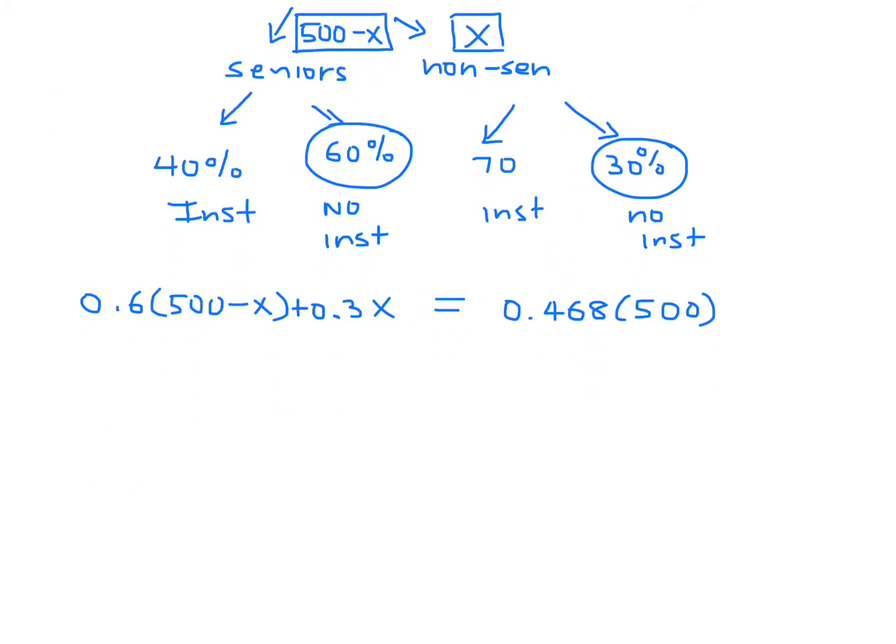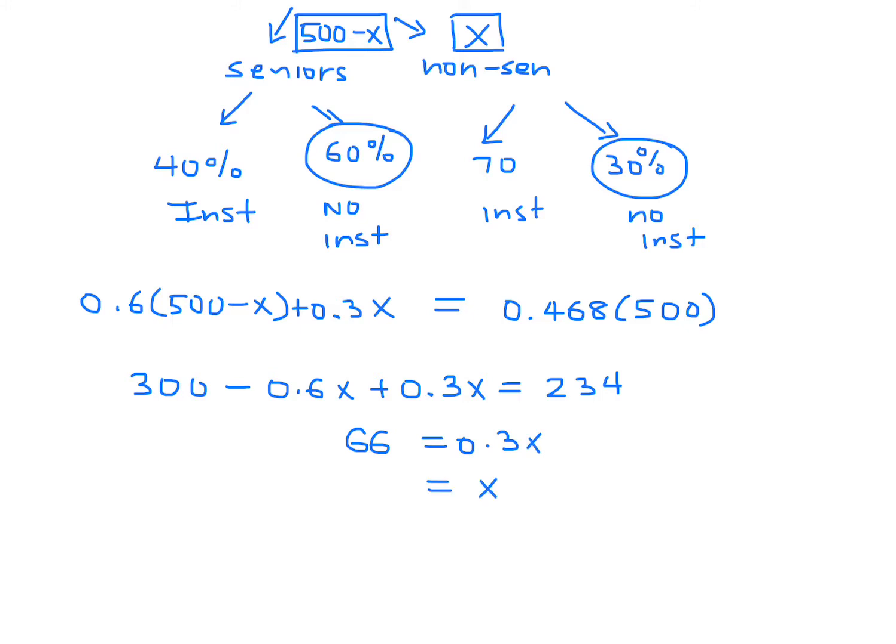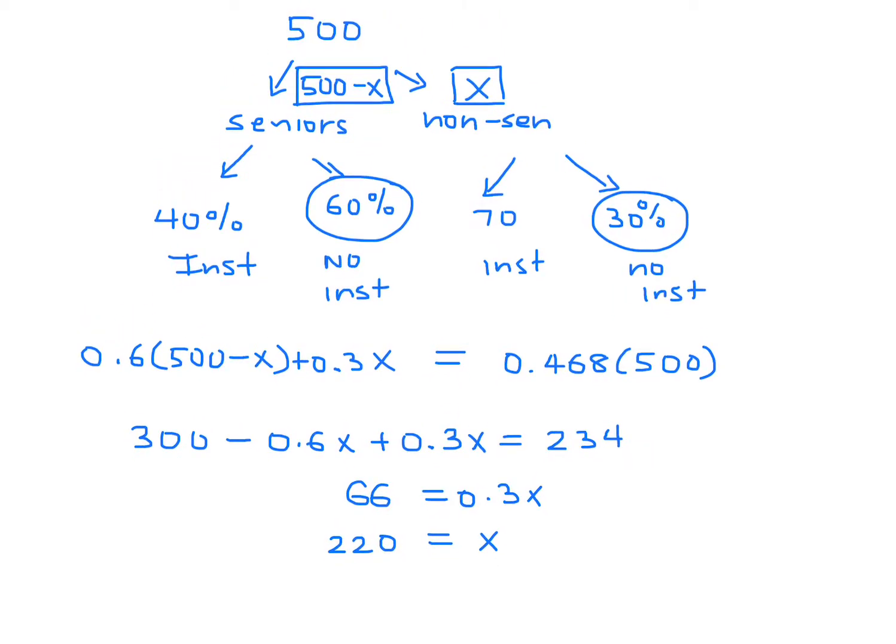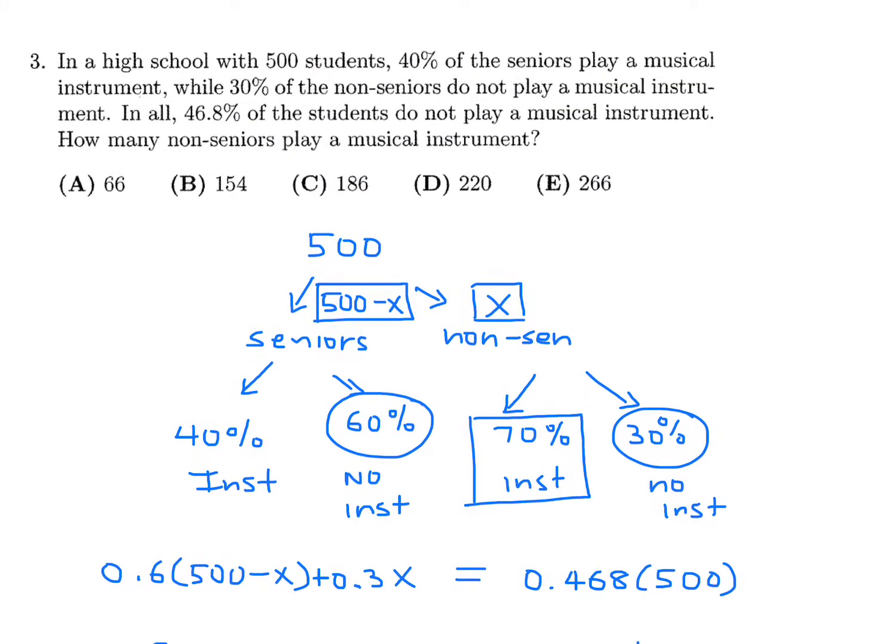So when you multiply this out, you get 300 minus 0.6x plus 0.3x equals 234. And then when you collect like terms, this is 66, and it will be 0.3, and therefore x would be 220. So x is 220, and what do we want? We actually want this one. So that's 70% of x, so 0.7 times x, x is 220, and that is 154, and that is what they're asking for. So 154 for number 3, that would be B.